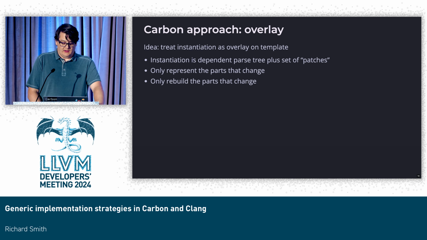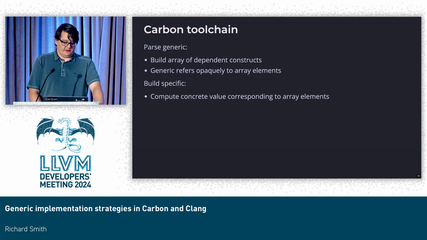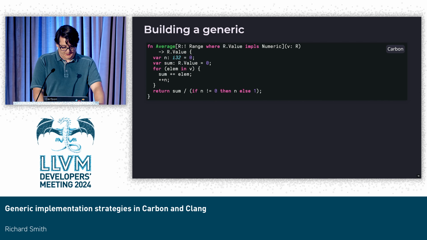And because we generally use a data-oriented design approach in Clang for various good reasons, we want to do this with dense arrays to the extent that we can. So the way this is going to work is when we parse, we're going to build an array of the dependent constructs that appear within the generic, and change the generic so that it opaquely refers to those things by their index within that array. And then when we come to build a specific from the generic, when we come to monomorphize, we're going to compute concrete values corresponding to those array elements by evaluating the values that sit in those slots.